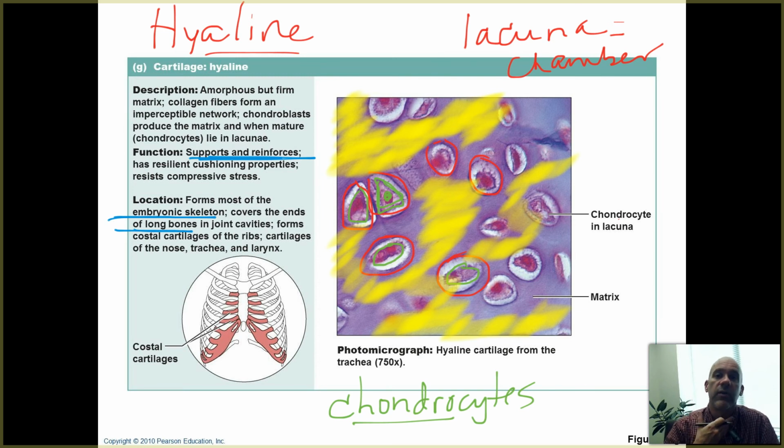Trachea: the little rings of cartilage around the trachea are built from hyaline cartilage, and then also the cartilages around your larynx. If you remember those from Unit 1, those are built from this type of cartilage as well.